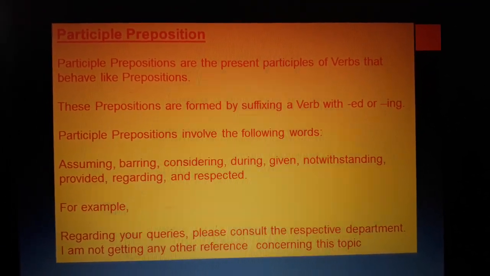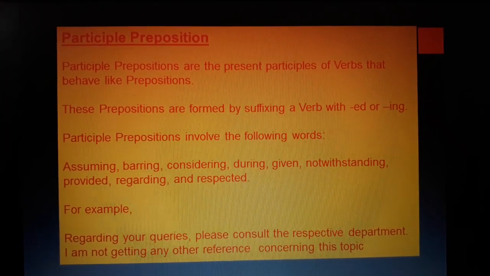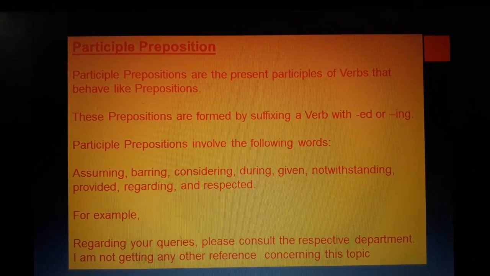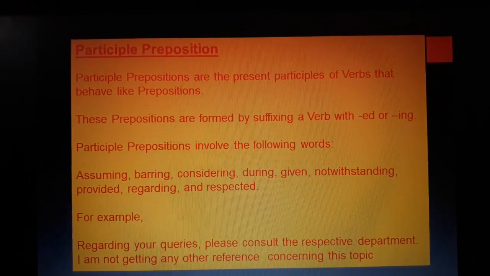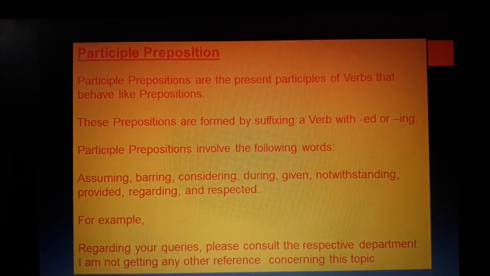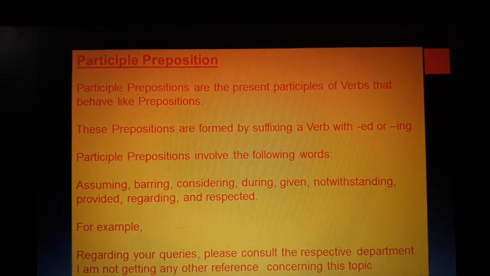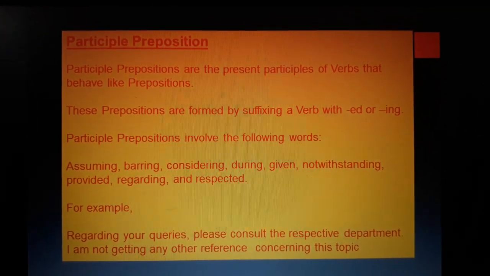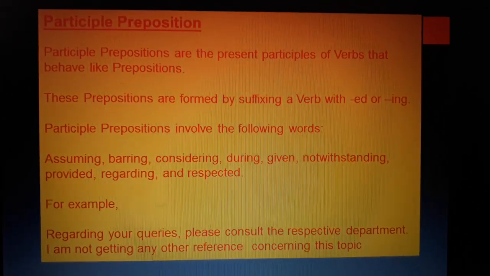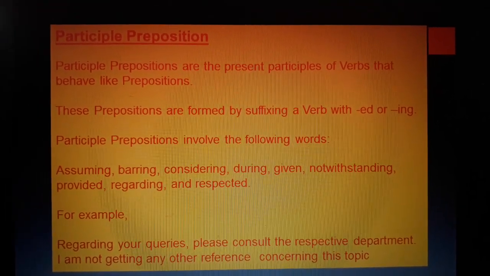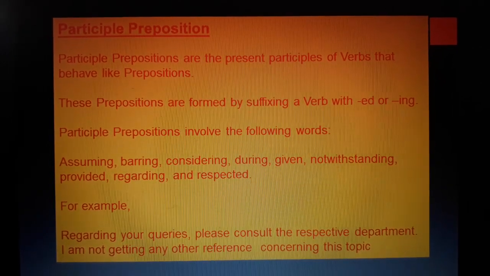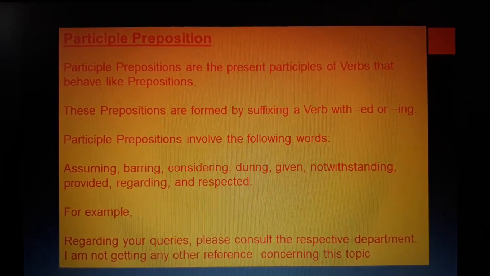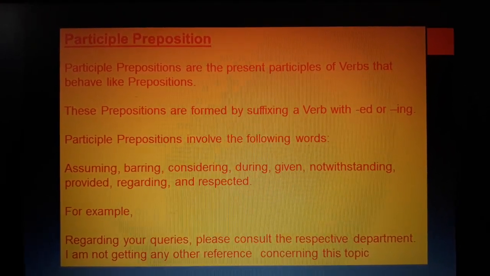Yes, next we have participle prepositions. What are participles? Participles are actually verbs that end with en or ing. As these verbs are commonly and very popularly used as prepositions by the people, these verbs have been given special status as prepositions. These prepositions are formed by suffixing a verb with ed or ing, and some examples are: assuming, barring, considering, during, given, notwithstanding, provided, regarding, respected.